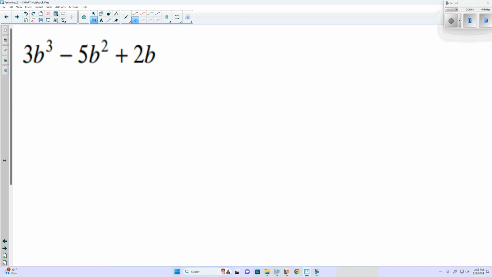3b cubed minus 5b squared plus 2b. Is there a greatest common factor between these three terms? B. They do all have a b in common. And this here will just be b to the first. Questions?